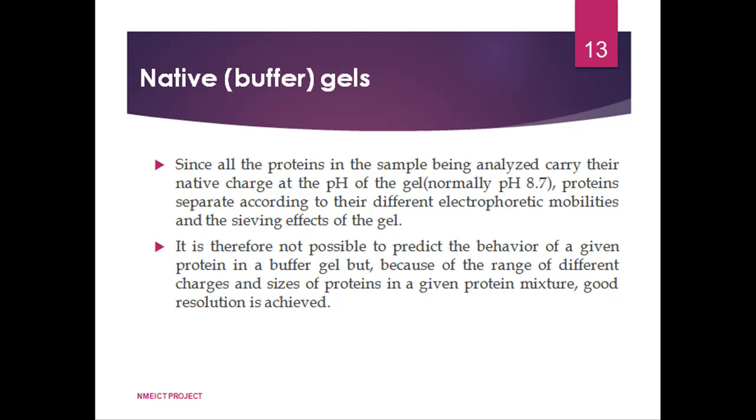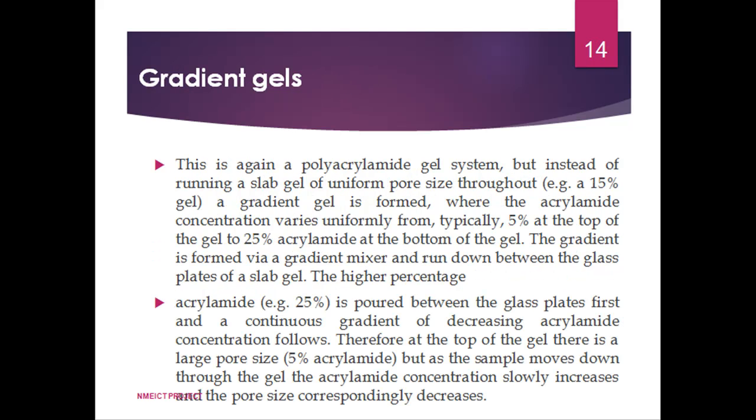Gradient gel. A gradient gel is another example of a polyacrylamide gel system where, instead of running a slab gel of uniform pore size throughout, a gradient gel is formed. Acrylamide concentration varies uniformly from 5% at the top of the gel to 25% acrylamide at the bottom of the gel. The gradient is formed with the help of a gradient mixer and run down between the glass plates of the slab gel. The higher percentage of acrylamide is poured between the glass plates first, and a continuous gradient of decreasing acrylamide concentration follows.